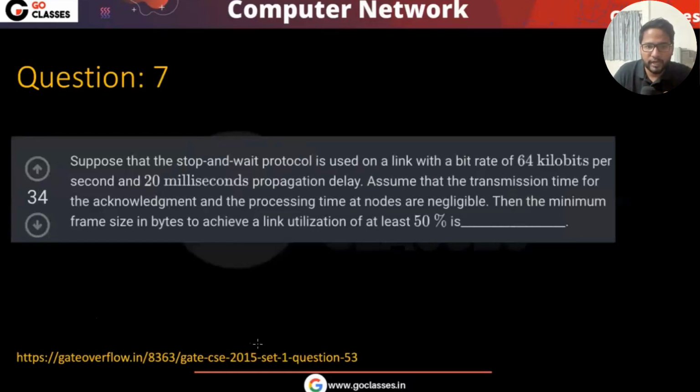Sorry, I forgot to put the heading here. This is also a GATE question, a GATE 2015 question. I forgot to put the heading, but that is fine.